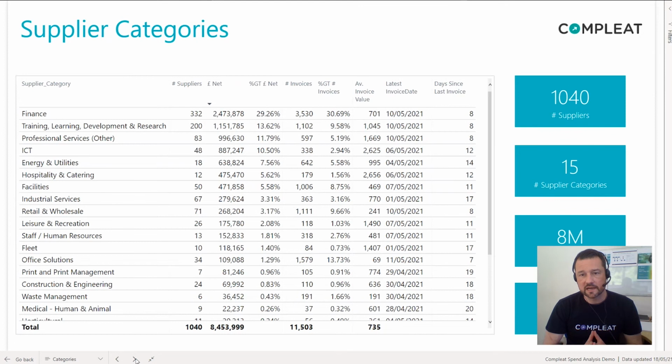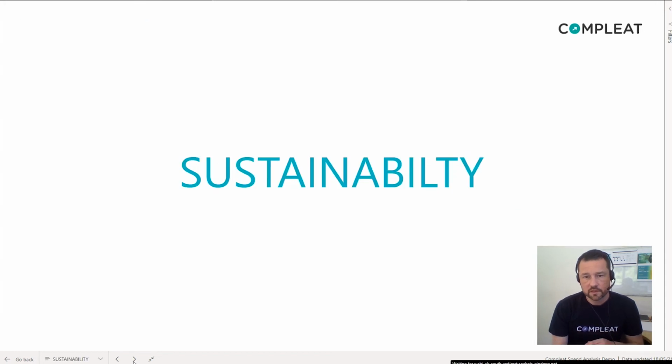Finally, the supplier categories tab gives a further detailed view of expenditure percentage, number of suppliers, alongside invoice average values and expenditure categories, providing procurement with a detailed starting point for supplier consolidation projects.